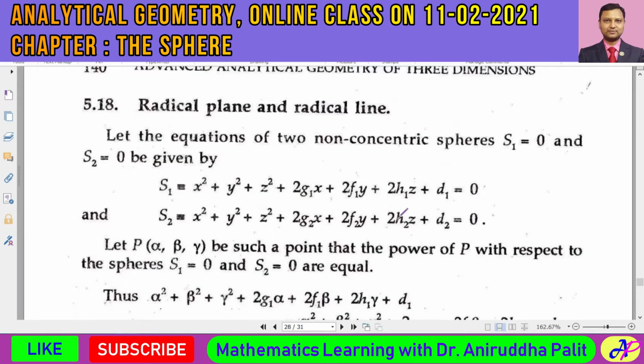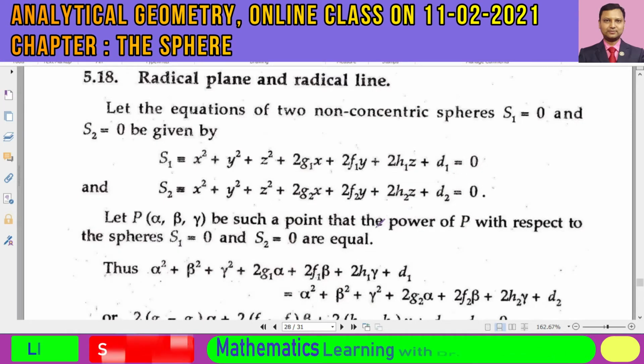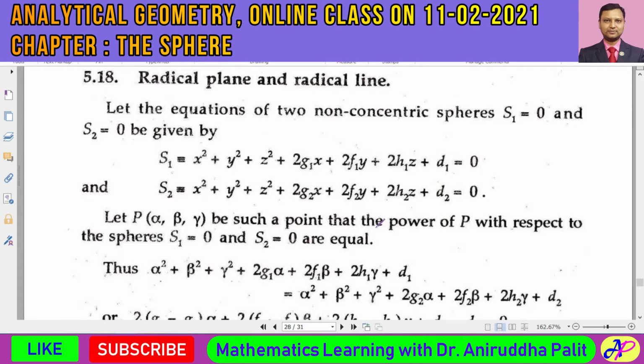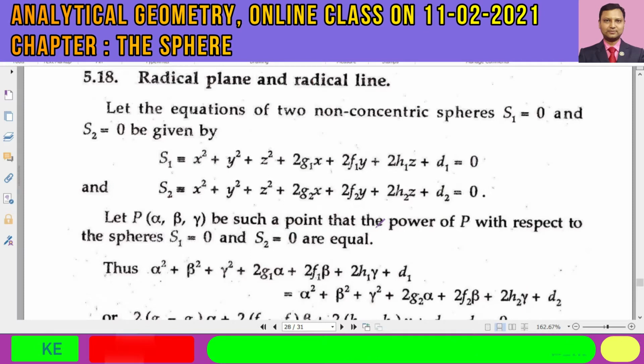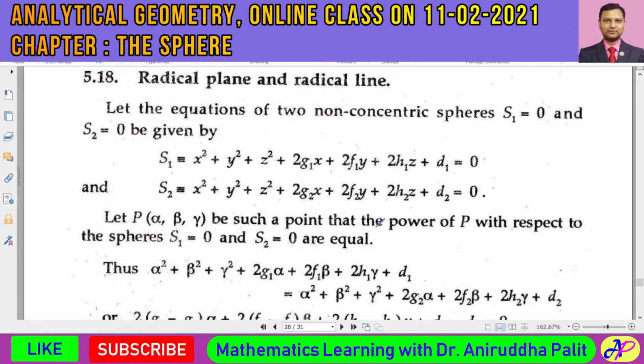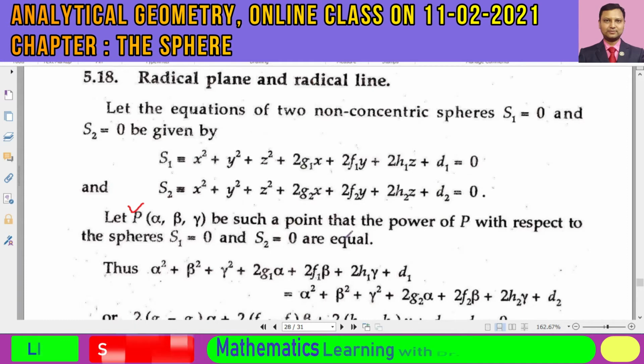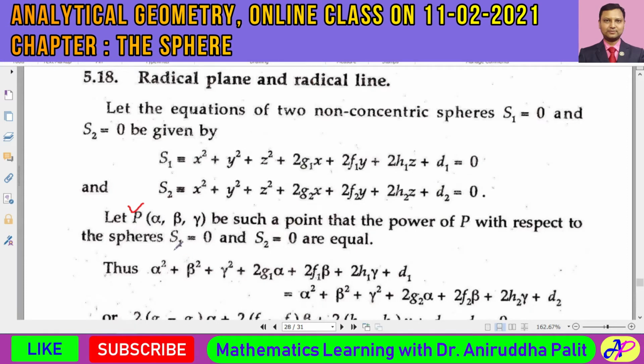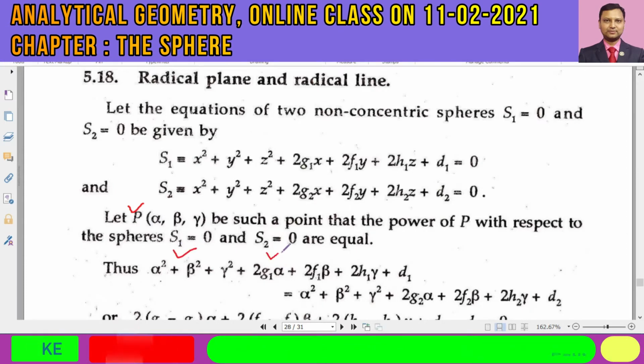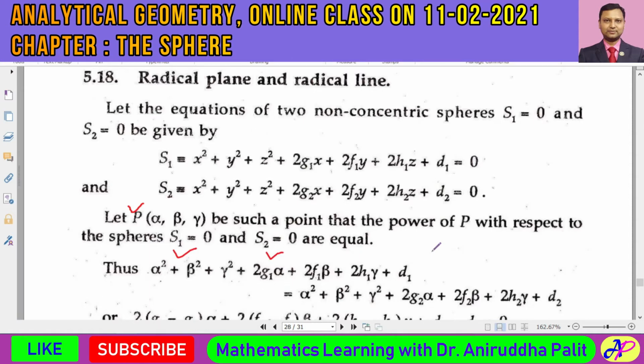Now let's discuss the radical plane and radical line. What is a radical plane? Radical plane is actually the locus of a point P such that the power of this point P with respect to the spheres S1 = 0 and S2 = 0 become equal.